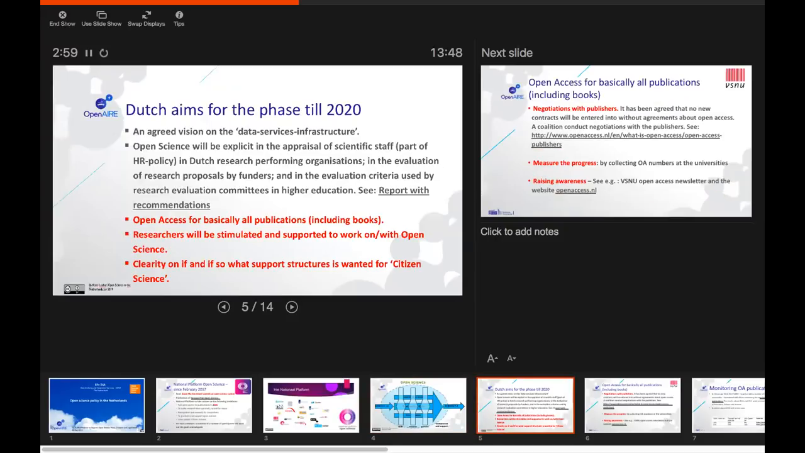Let us have a closer look at the ambitions of the national plan, and in my next slides, I will focus on the last three. The data infrastructure in the Netherlands is fragmented and there are omissions, so we need to develop an agreed vision on the data services infrastructure. To reach open science, it's necessary that researchers are also rewarded, as you heard before, for publishing open access output and for making it possible that the data can be reused. On the website of openscience.nl, you can find a report with recommendations. The next three ambitions I'll discuss in more detail in the next slides.